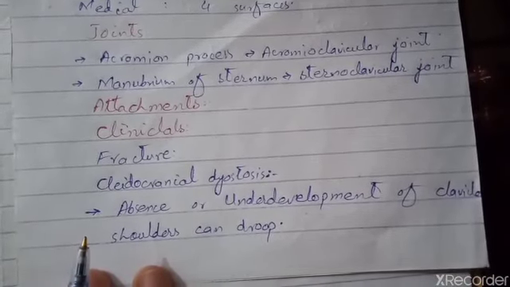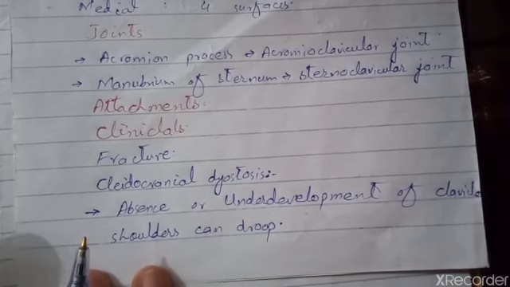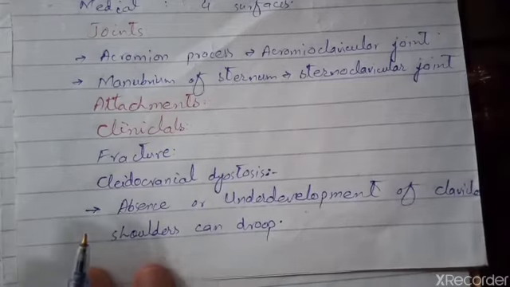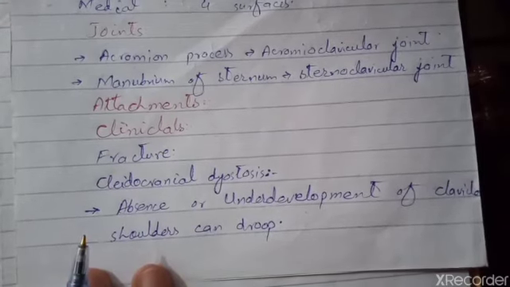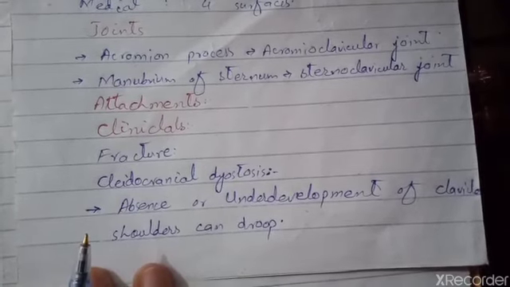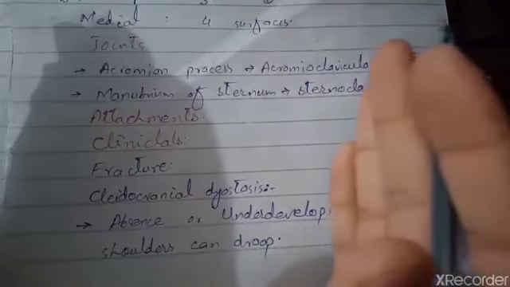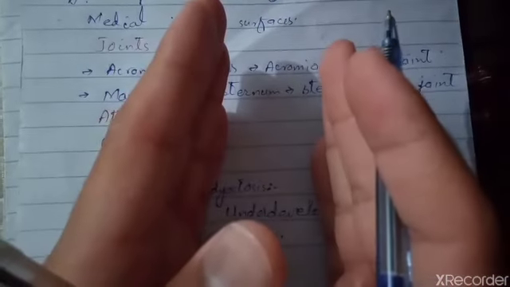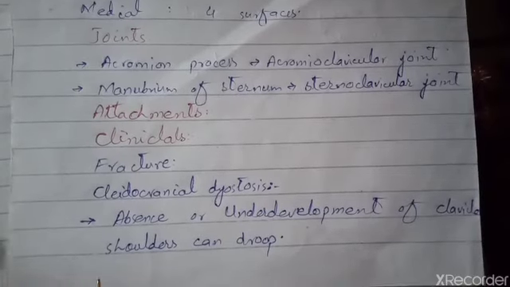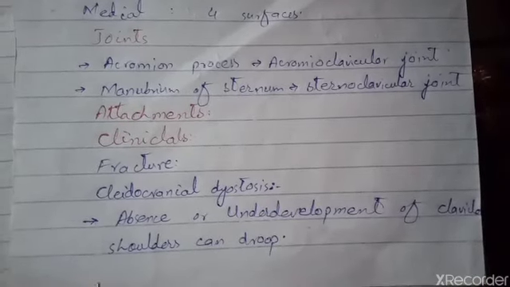The second clinical is the developmental clinical, right? In this case, in the development there is complete absence of clavicle, or underdevelopment of clavicle. As a result, the shoulders can droop, that is, they can be compressed near each other, right? So the shoulders can easily touch the sternum from both sides, right? This is called the cleidocranial dysostosis. This is all about the clavicle.